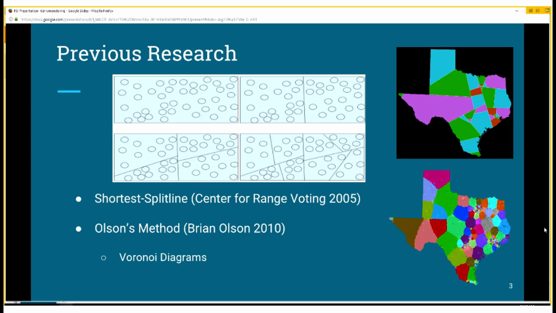This image right here is an image of Texas's redistricting scheme underneath Olson's method, and the image directly above that is of Texas underneath the shortest split line algorithm.